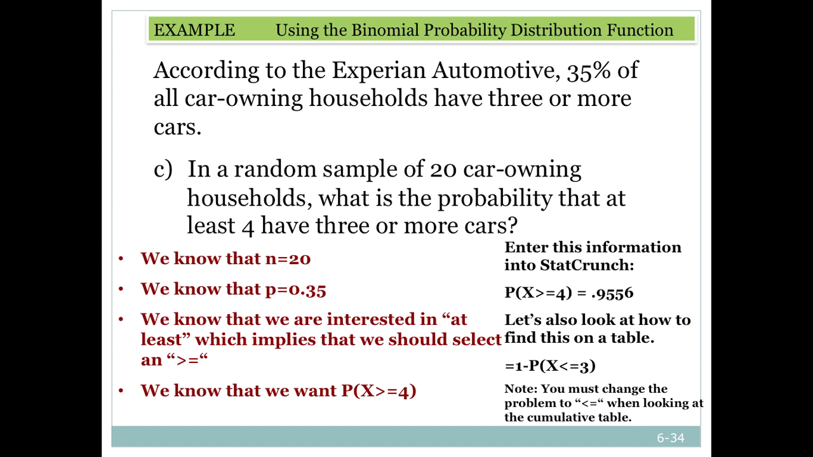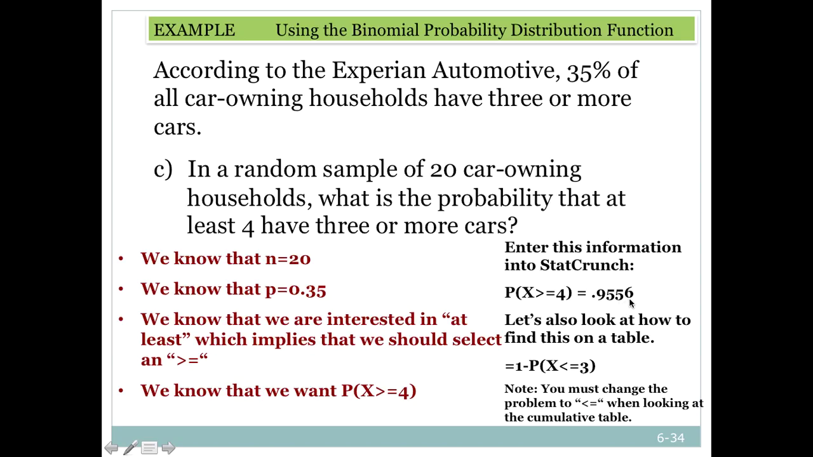But one thing that I want to point out is that what we found in problem B was the probability that x is less than 4. And what we're trying to find here is the probability that x is greater than or equal to 4. So this is just the complement of the previous example. In order to get this, all we have to do is take 1 minus our previous answer, and we end up with 0.9556.